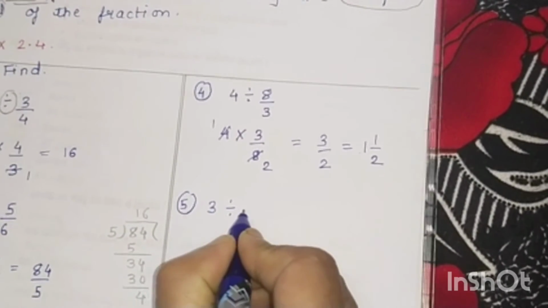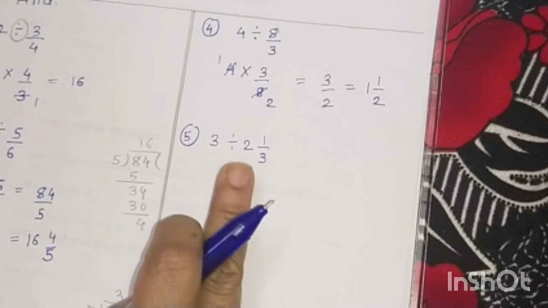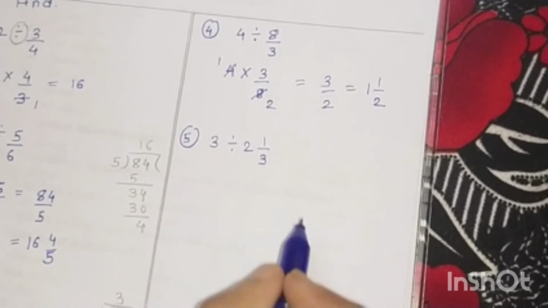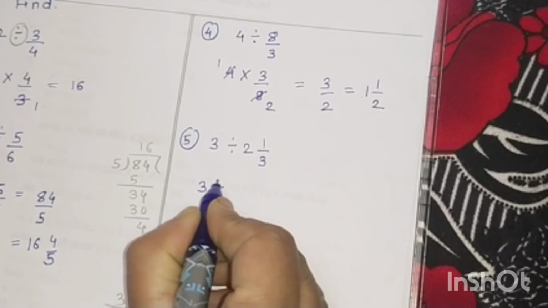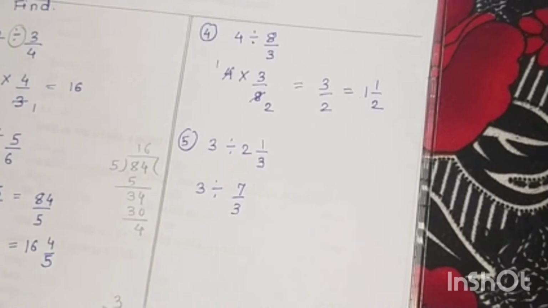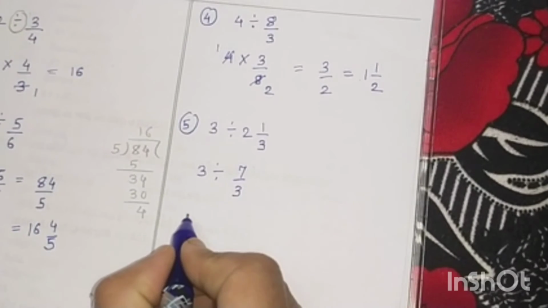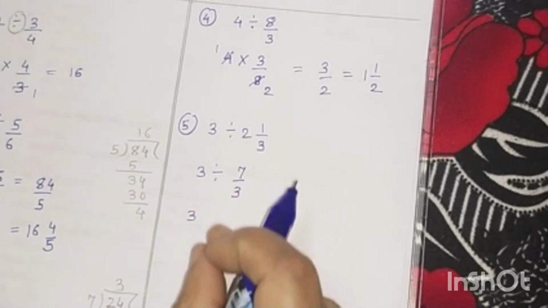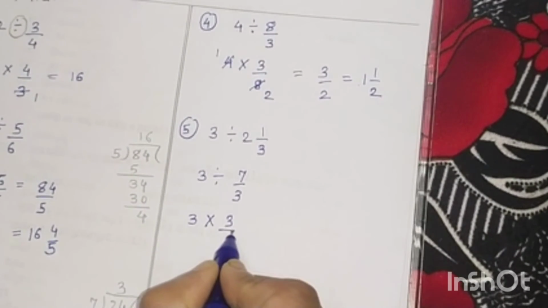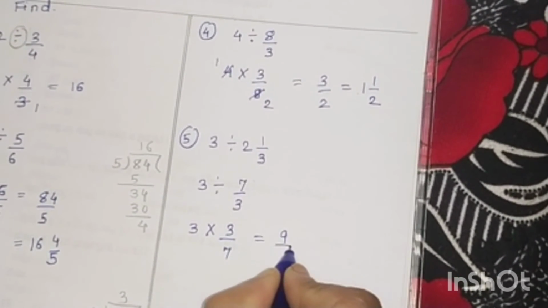3 divided by 2 1 by 3. Okay, now 3 is a whole number, 2 1 by 3 is a mixed fraction. First we have to convert the mixed fraction into an improper fraction. So 2 3s are 6, 6 plus 1, 7 by 3. Now 3, we will remove the division sign, put the multiplication, take the reciprocal of the fraction, so it will become 3 by 7. Now no number is a factor, so 3 3s are 9 upon 7.